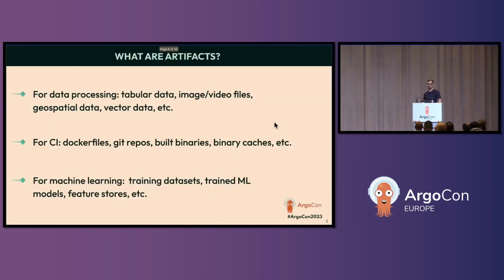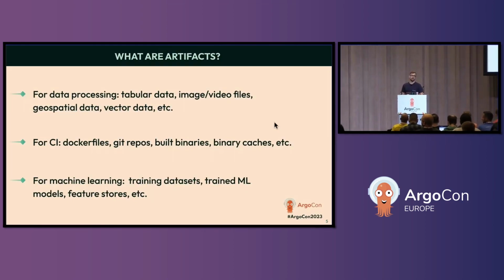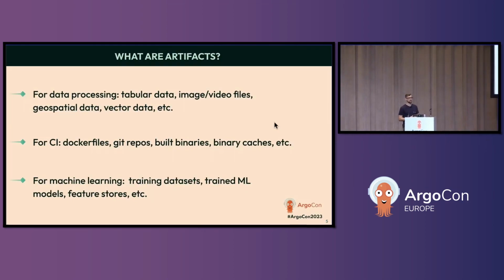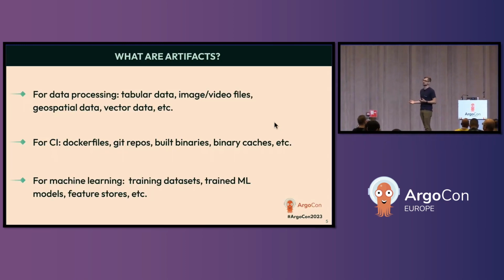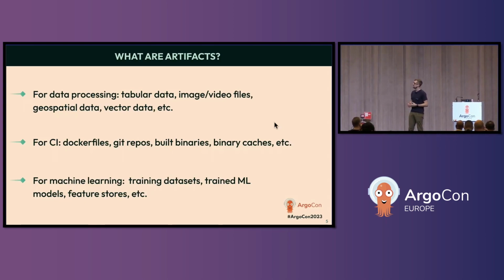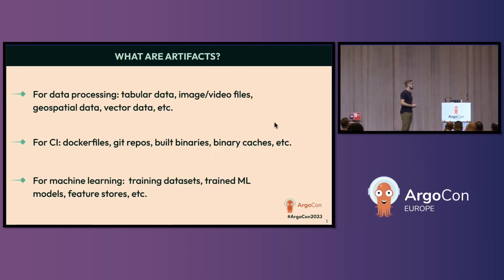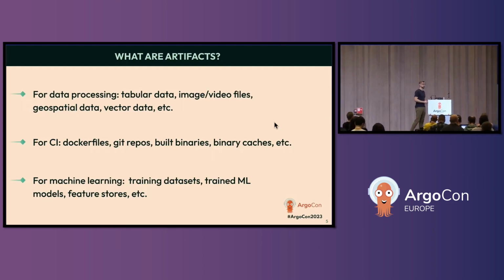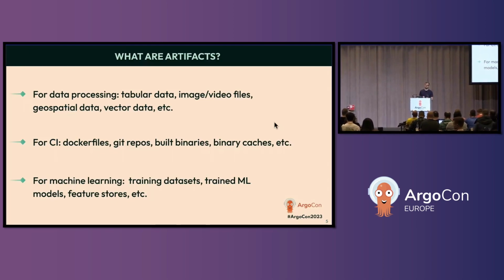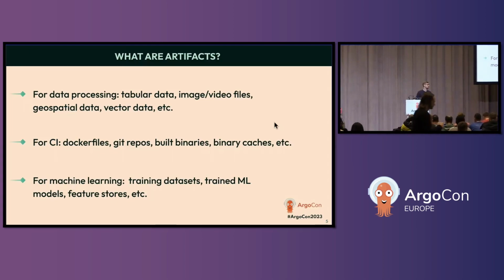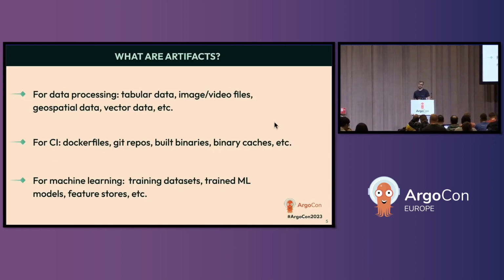So some quick background, just to make sure we know what we're talking about. Artifacts cover several different data types, but it depends on the use case. So for data processing, we're typically talking about tabular data, image, video files, maybe some vector data. But for CI, it looks very different. So we're typically looking at Git repos, Docker files, and the like. And then for machine learning, we have some specialized data types, typically training data sets, trained models, and feature stores.